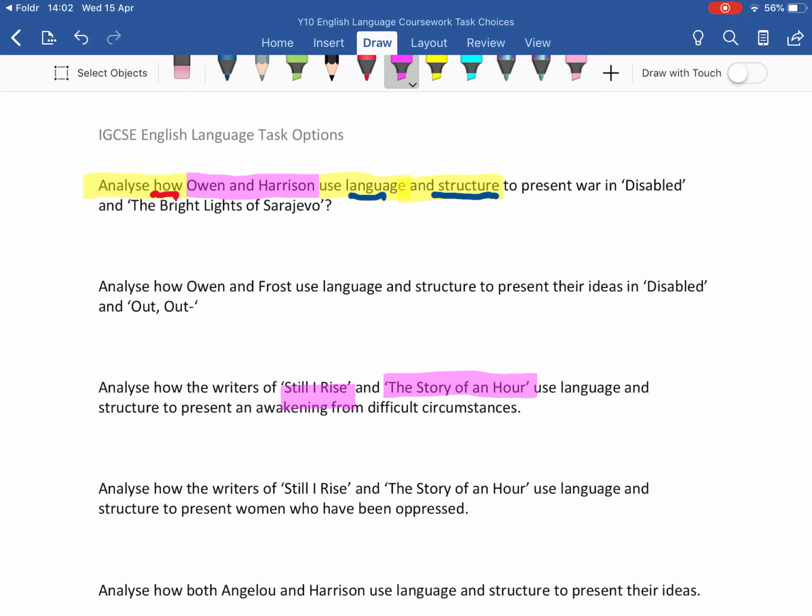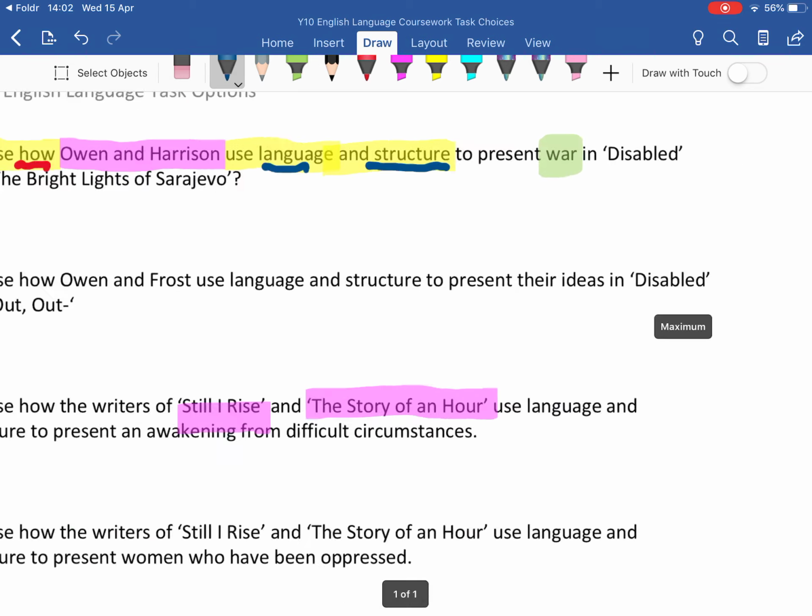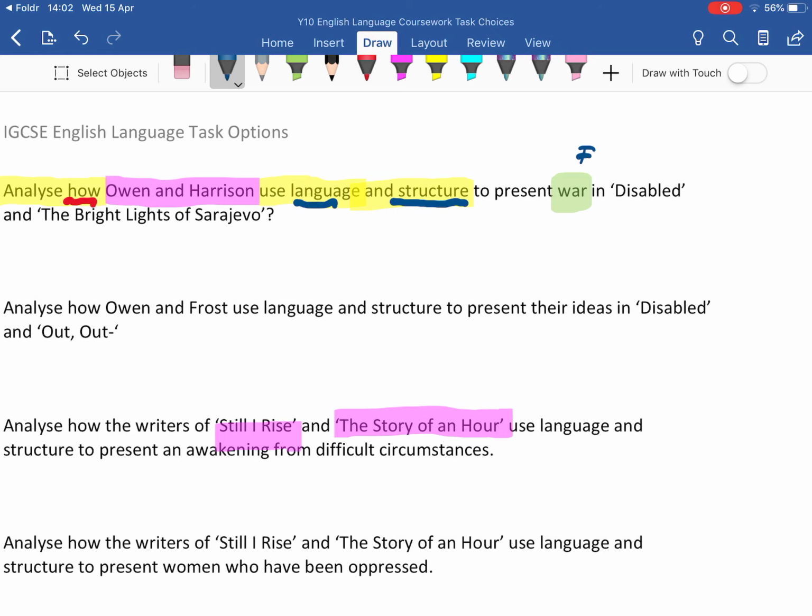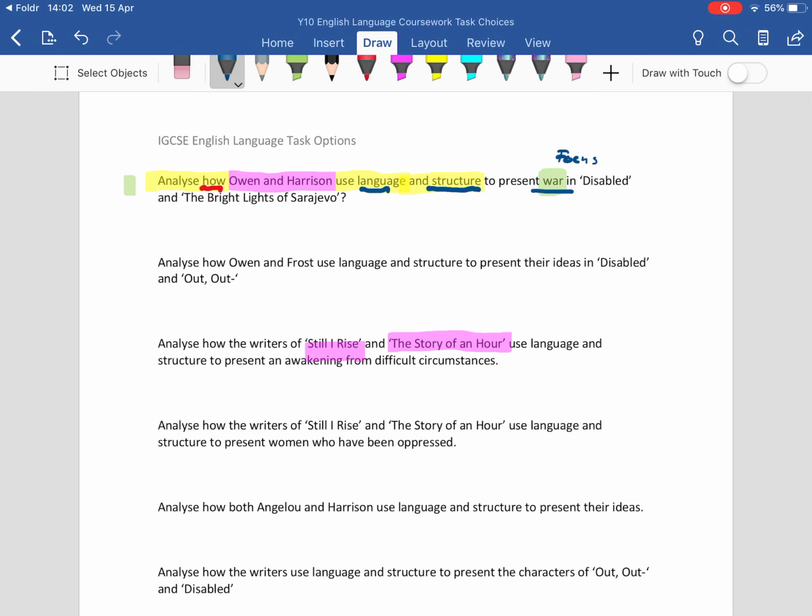So here are the choices. Number 1, analyse how Owen and Harrison use language and structure to present war in Disabled. Now, each question has what we call a focus. This is the theme, this is the idea that you are going to be focusing on. This is what each of your paragraphs should link back to.